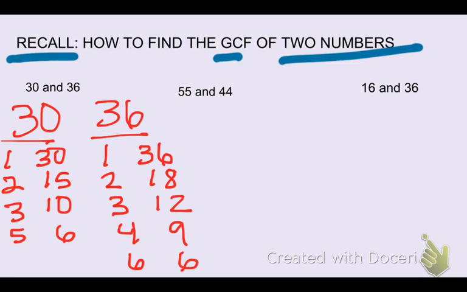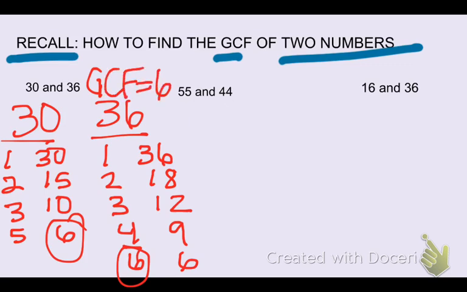So let's find the GCF of these two numbers, 30 and 36. The greatest common factor, the biggest number they share, is this 6. So we can say that the GCF of 30 and 36 is 6. All right, let's move on to the next one.